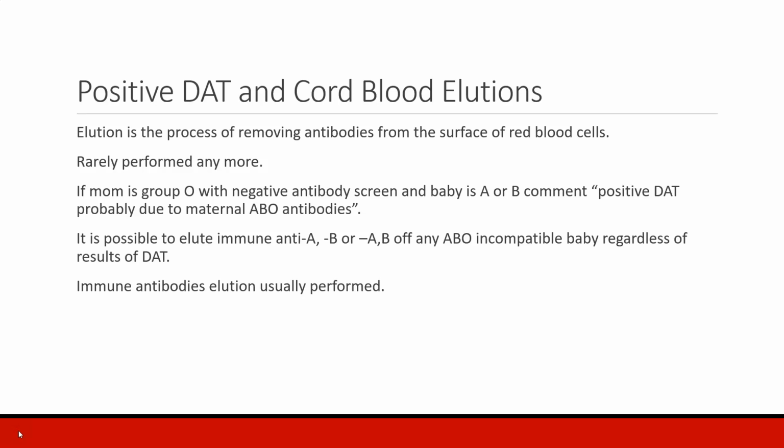Immune antibodies, the elution is usually performed to confirm the specificity of the antibody. So let's say that you have a mom with anti-Cal and the baby's DAT is positive. Then performing an elution and identifying the anti-Cal coating that baby's cells is one additional piece of information that this is causing the hemolytic disease.